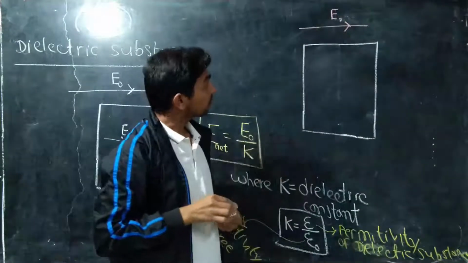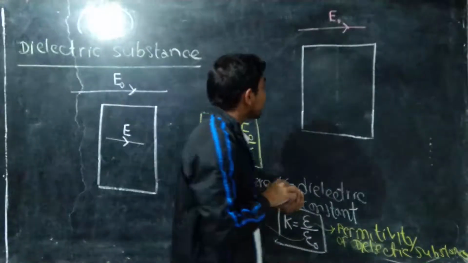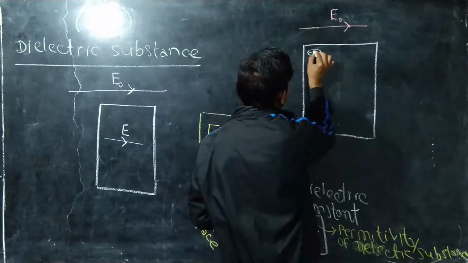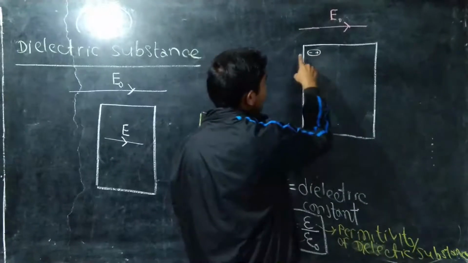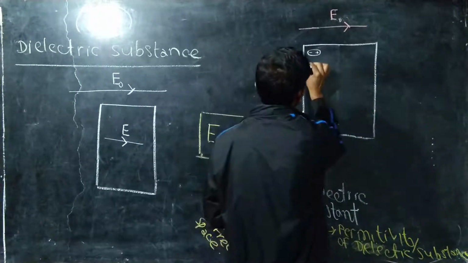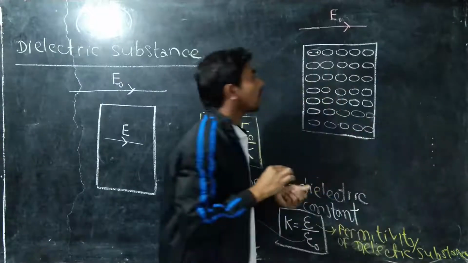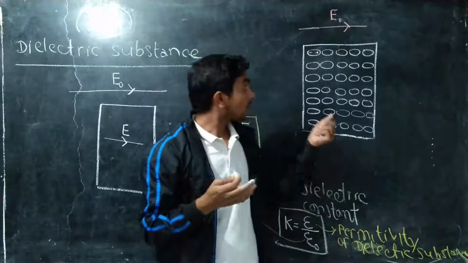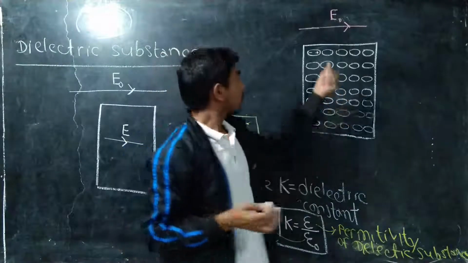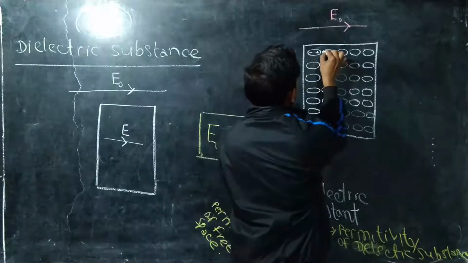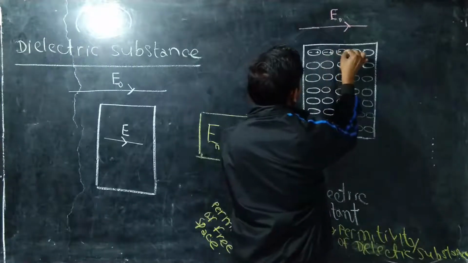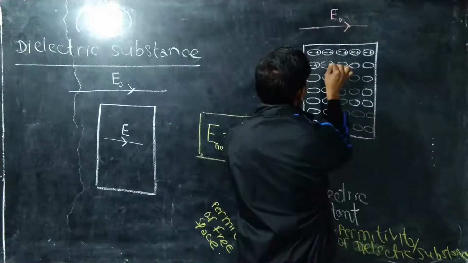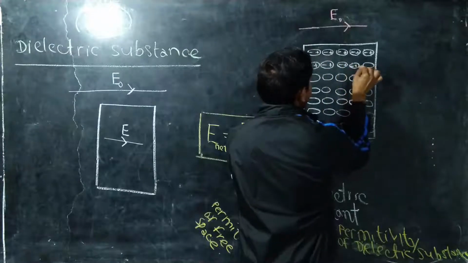So the electric field lines are existing. What is going to happen inside this material? All the negative charge will shift to this side, and all the positive charge will shift to that side. So all the atoms or molecules are going to align like this: negative, positive, negative, positive, negative, positive, negative, positive.